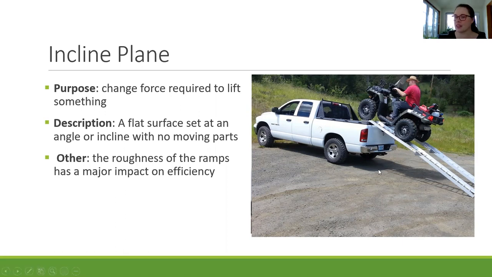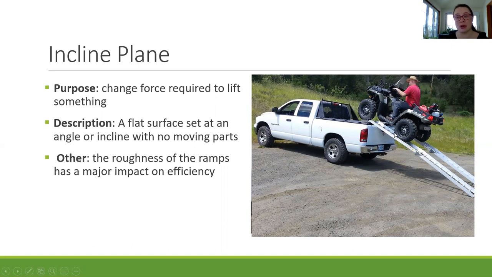So instead of lifting something vertically, actually it's changing direction too, because we're applying force up the ramp instead of a vertical lift. But the biggest purpose is it reduces the amount of force or the amount of effort needed to lift something to a new height. So without the ramp, we would need to look at what's the weight of the ATV, or what's the mass of the ATV times the gravitational constant, and that would be the force needed to lift it.